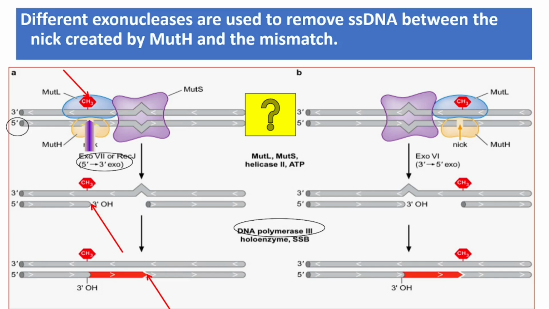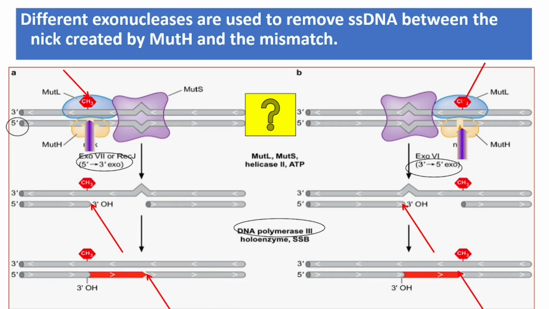On the other hand, if the nearest methylated adenine is on the 3' side of the mispair, MutH brings about a nick on the 3' side of the mispair. In this case, a 3' to 5' exonuclease is recruited to remove the oligonucleotide along with the mispair. DNA polymerase then binds to the 3' OH end, fills the gap, and the ligase seals the nick.